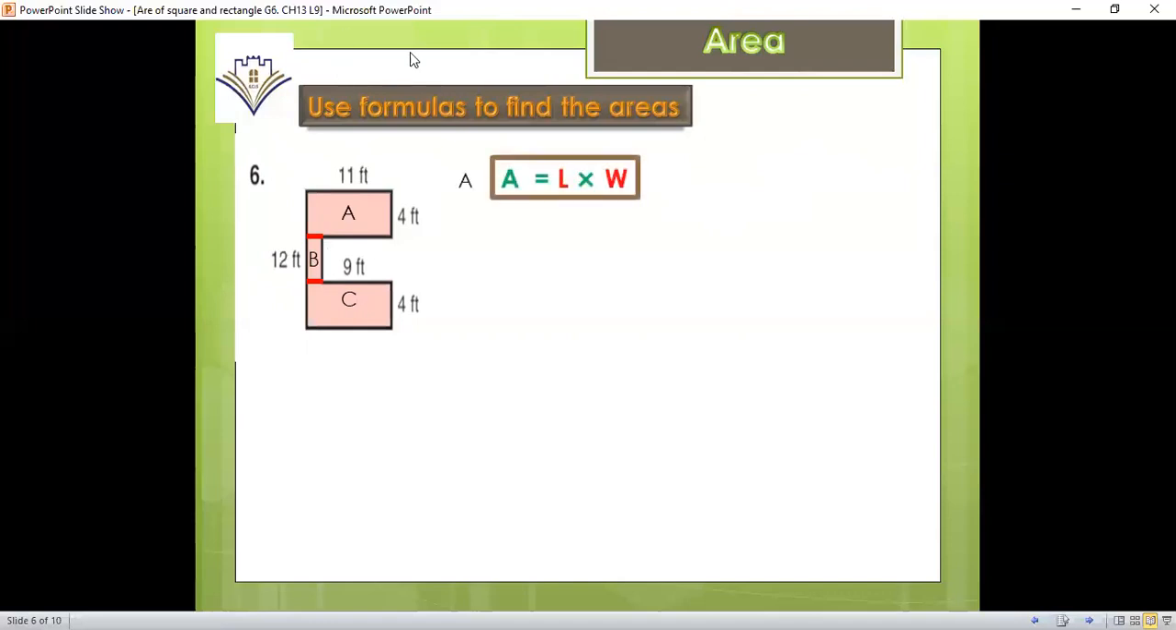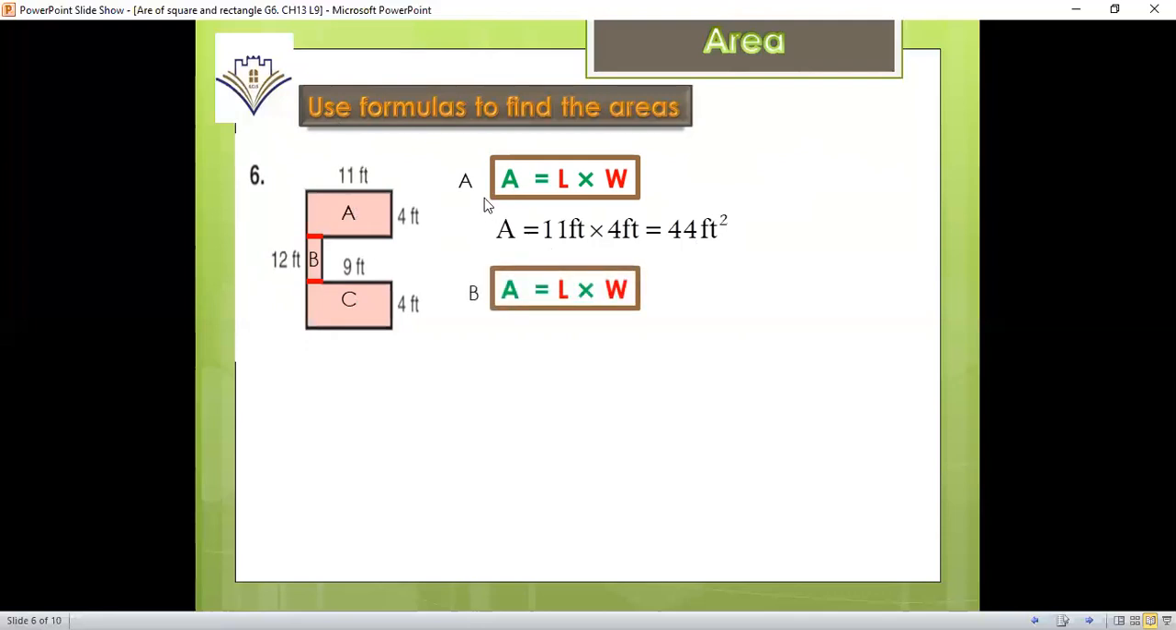A, it's a rectangle, and the area of a rectangle is length multiply width. The length here is 11 and the width is 4. Then 11 feet multiply 4 feet: 11 multiply 4 equals 44 square feet. This is the area of the first part.